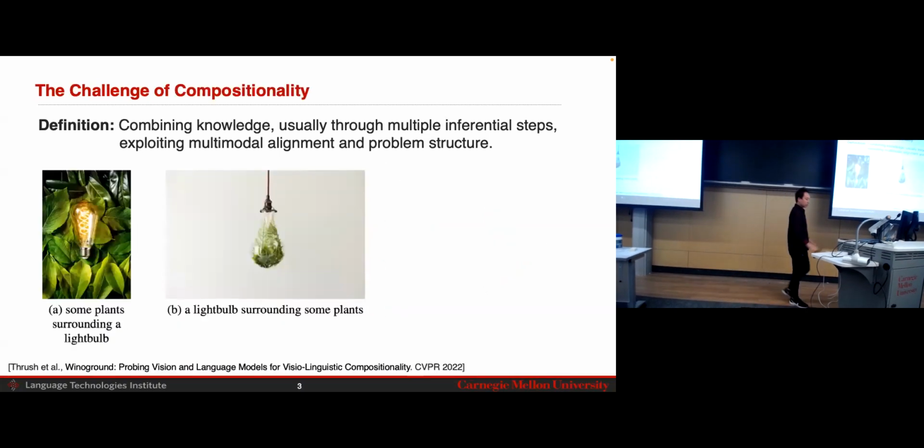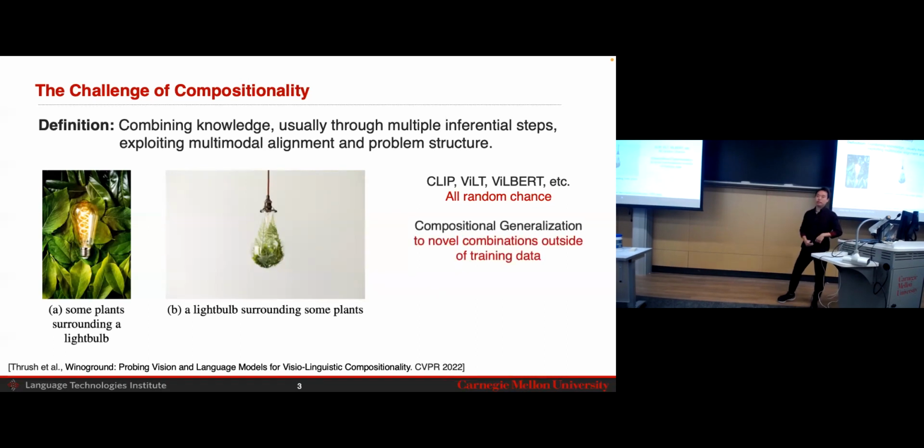And we started reasoning, just a recap, with this very nice example. You take, for example, an image caption retrieval model. It works really well for cases you've seen before, like some plants surrounding a light bulb, and it fails when you bring in two very simple switches on the second one, the light bulb surrounding some plants. We saw that all these current models, like CLIP, ViLBERT, they all perform only at random chance, and they fail this compositional generalization problem. So you generalize the compositions of your input elements outside of your training data, outside the things you've seen before.